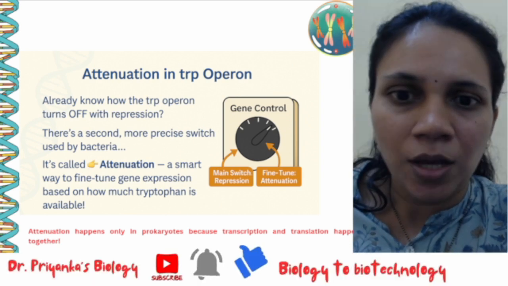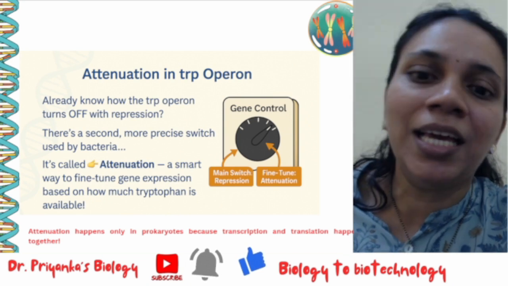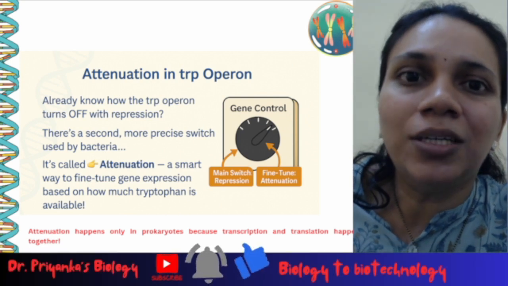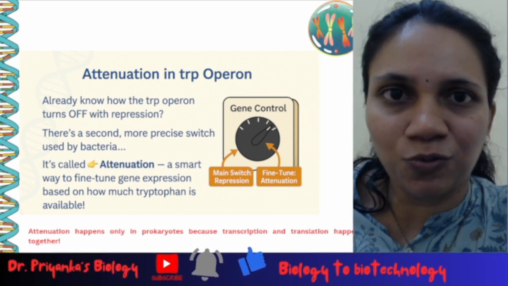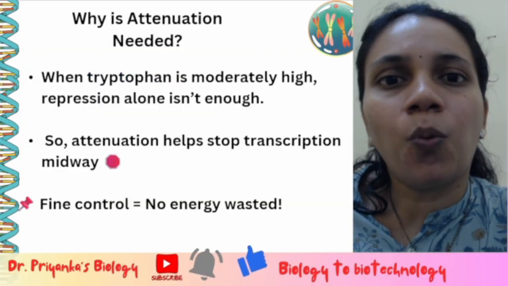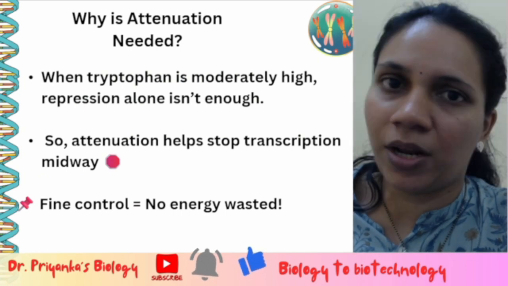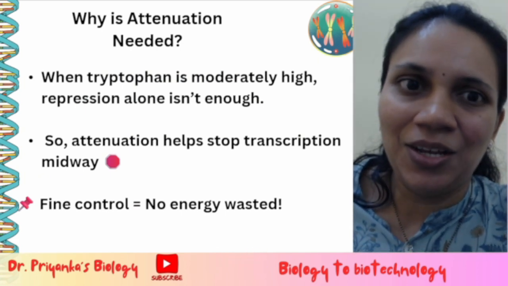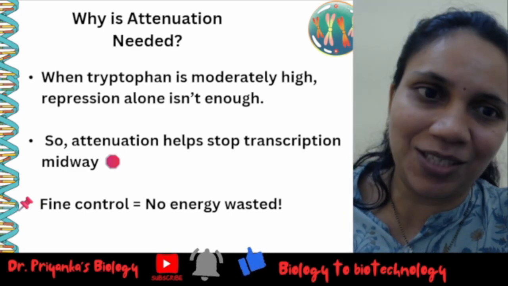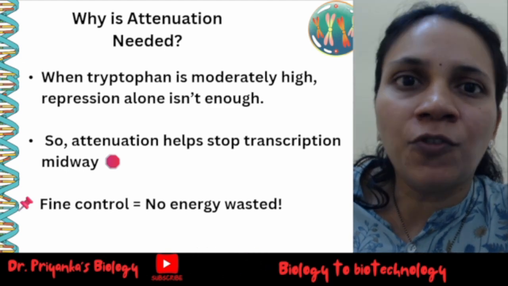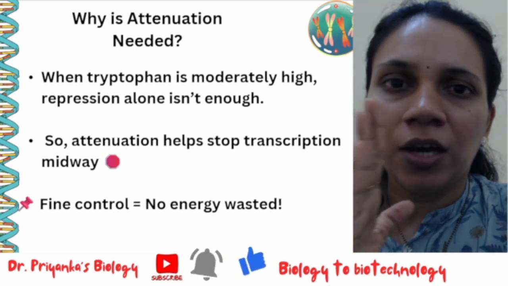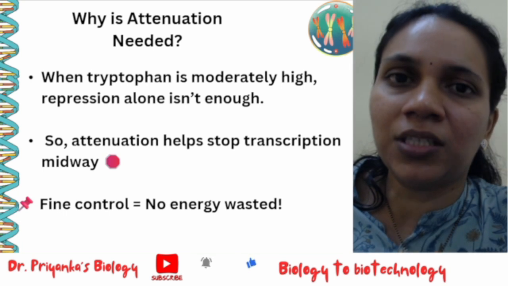Attenuation happens only in prokaryotes, because transcription and translation work simultaneously. That is one condition required for attenuation to work. Now let's see why attenuation is needed. We already have repression. Why complicate our syllabus, right? But though it is a complication, the prokaryotes definitely need this mechanism. Repression works best when the tryptophan is either very high or very low. At that time repression can work in a very precise manner.